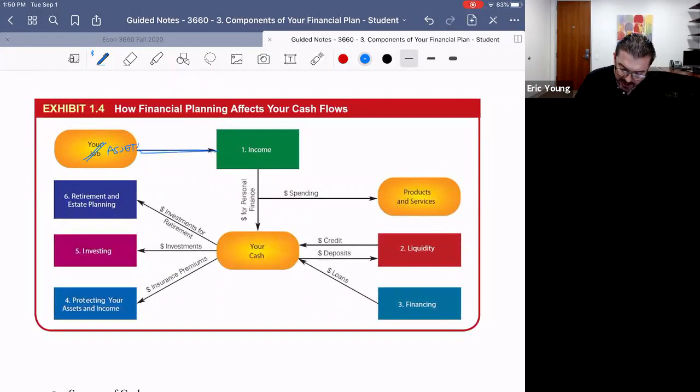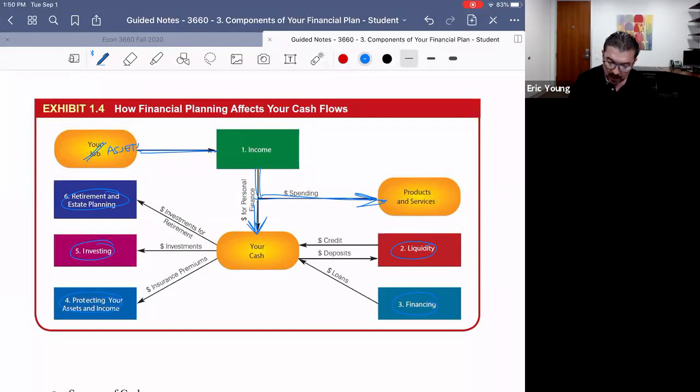And those assets generate income, and some of your income gets spent on all the products and services that you need to live, and hopefully you do that prudently. That's your budgeting plan, right? That's your budget. The leftover money becomes your cash. And if you notice, all of our different areas, liquidity and financing and retirement and estate and investing and insurance and risk mitigation, all of those are sources or uses of cash.